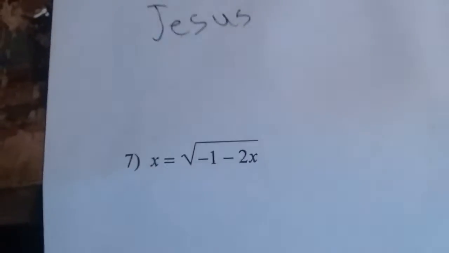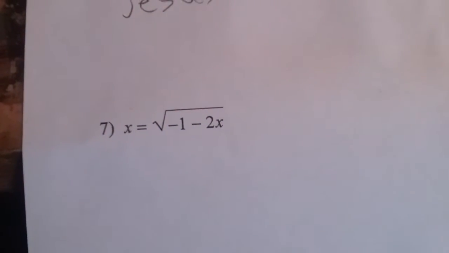I'll do the work on camera. So, actually, what is the work? Alright, I know you guys can see the shadow of the pen. So let's see what number 7 is. Number 7 is x minus the square root of negative 1 minus 2x. Alright, this should be easy enough.